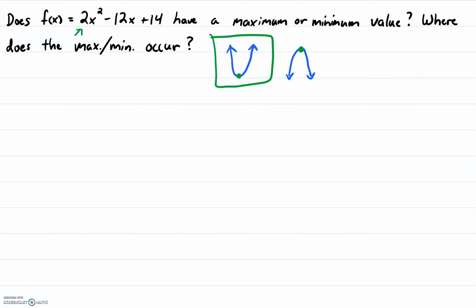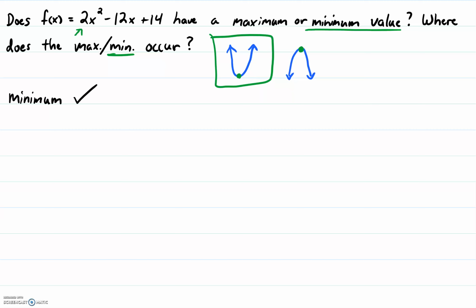Therefore, if we're opening upward, that vertex is going to be the lowest value, or a minimum value. So for 2x squared minus 12x plus 14, we definitely have a minimum, and that's going to be represented by the vertex. So minimum. Now we want to figure out where this min or max occurs. Well, we know, of course, it's a minimum. So we want to know where this minimum, or where the vertex for our quadratic, is going to occur.